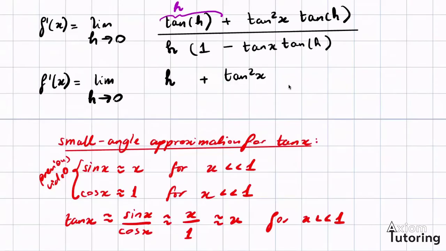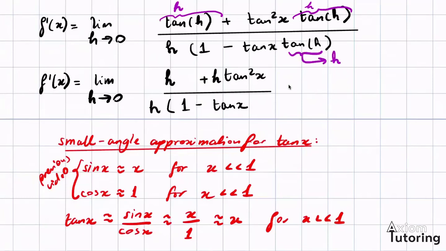Again, tan h approximates to h, so we can write h plus h tan squared x in the numerator, all over h times the bracket 1 minus tan x, and then again tan h here also approximates to h. We can write the h there.